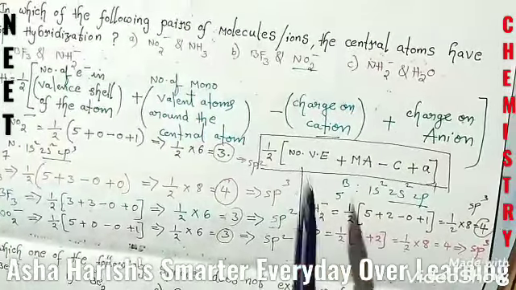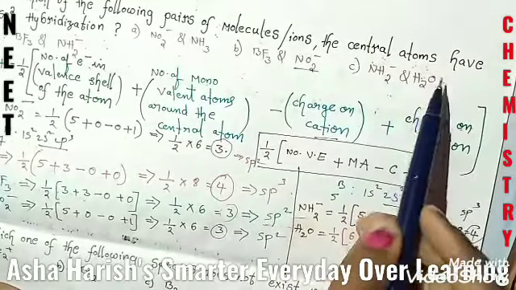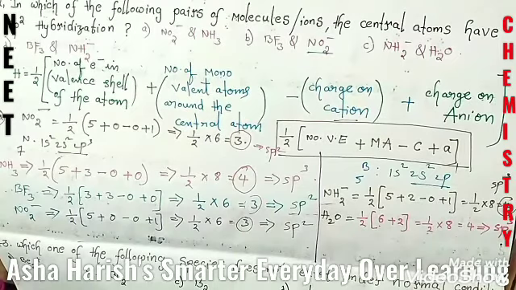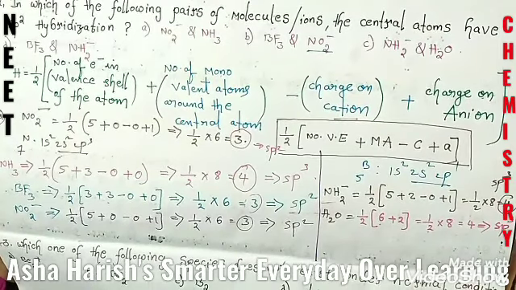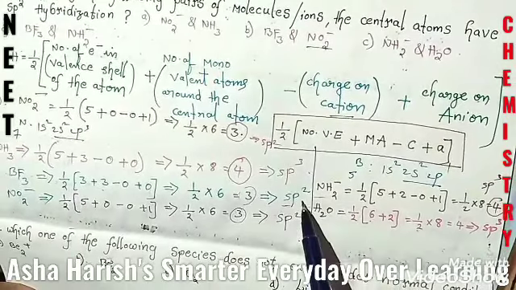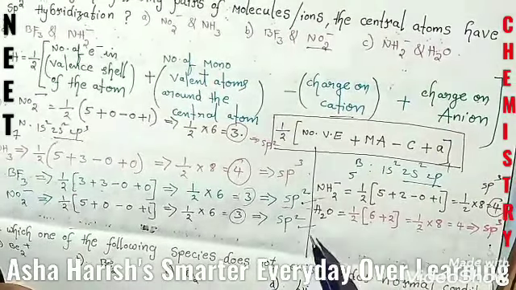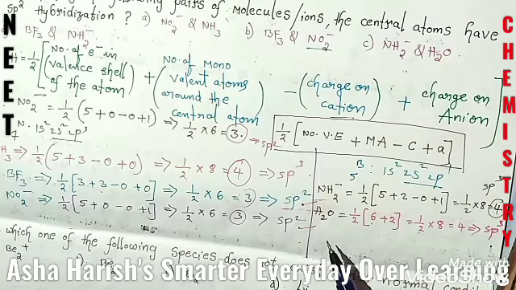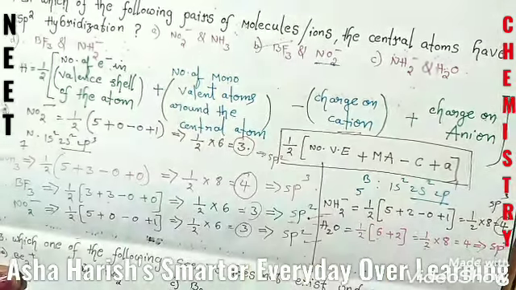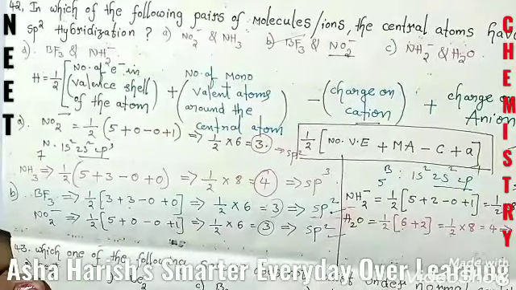Now students, what is the correct answer for this question? In which of the following pairs of molecules or ions do the central atoms have sp2 hybridization? That is the question, sp2 hybridization. Okay, now we can see which one is the correct one, sp2. Here also sp2, here also sp2. Okay students, then option B is the correct one, BF3 and NO2 minus.